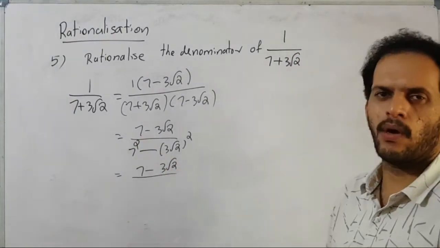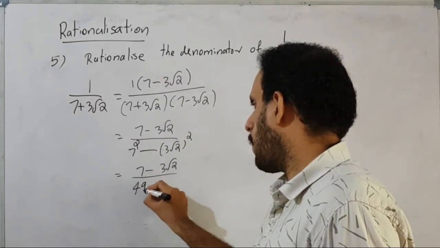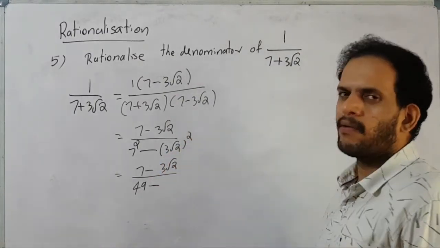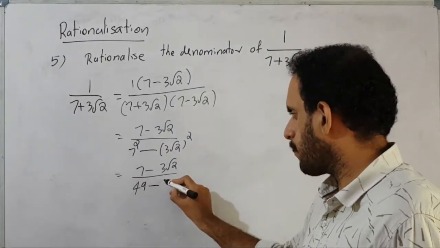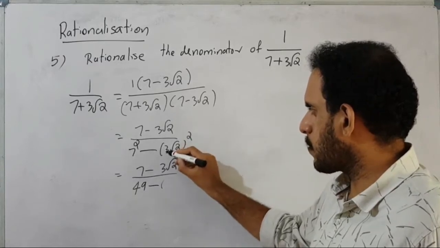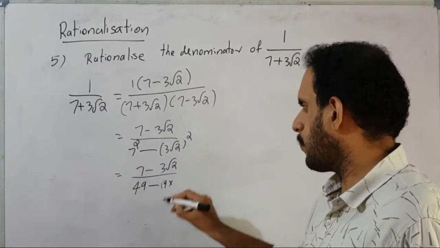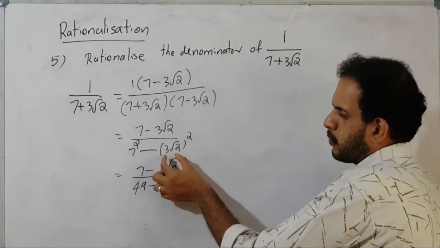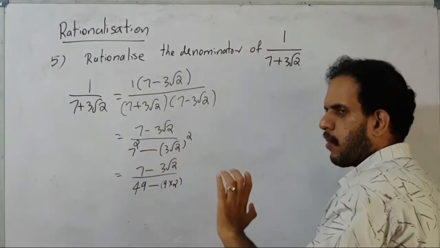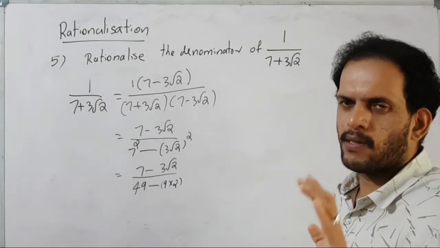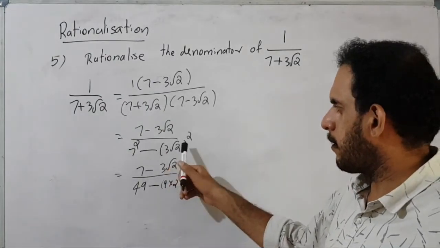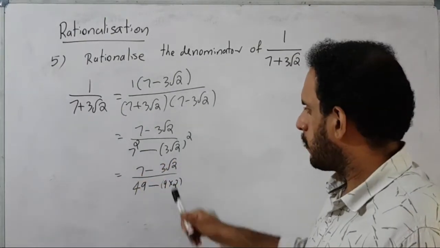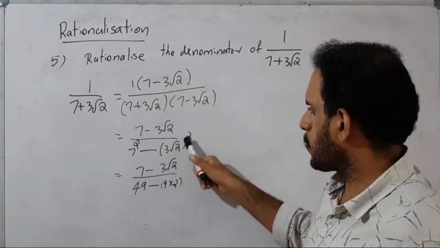What is 7 square? There is no doubt, that one is 49. Minus, here we have two numbers, 3 and root 2, so (3 root 2) square. If we have it like this, first 3 square. What is 3 square? 9. Into, what is root 2 square? Root 2 square is 2. If you have two numbers like this, first we need to find the square of both, then multiply them, and then subtract. So 3 square is 9, and root 2 square is 2.